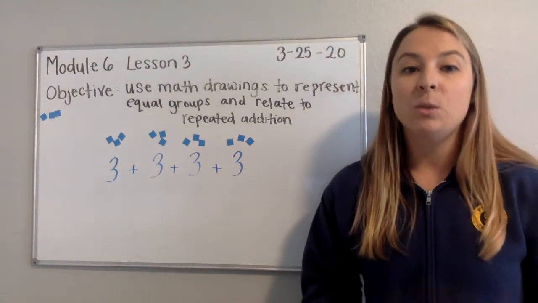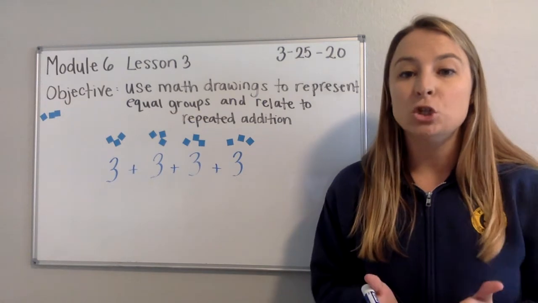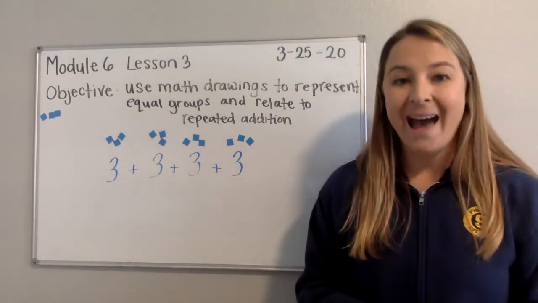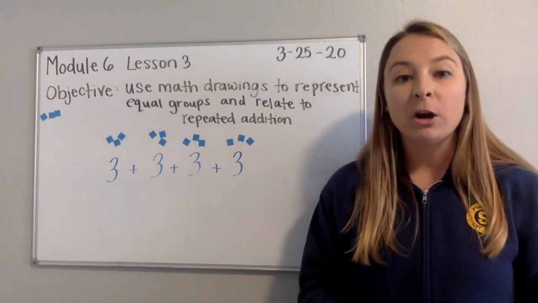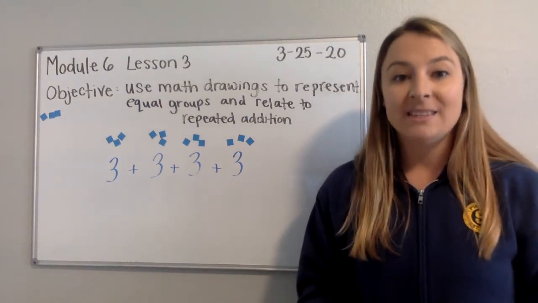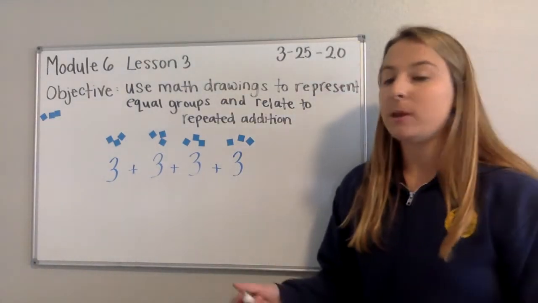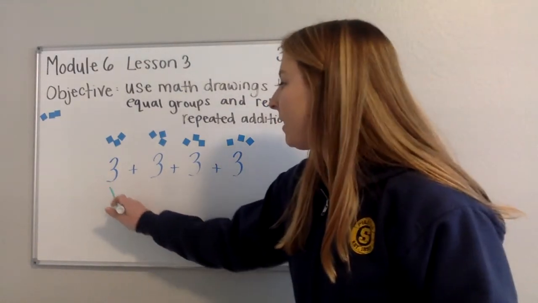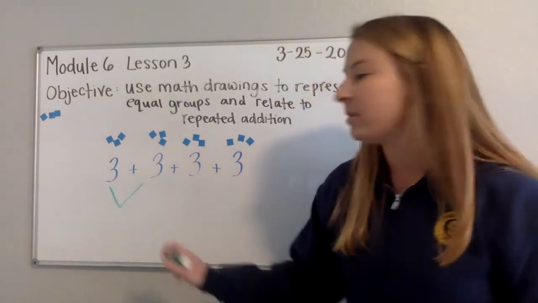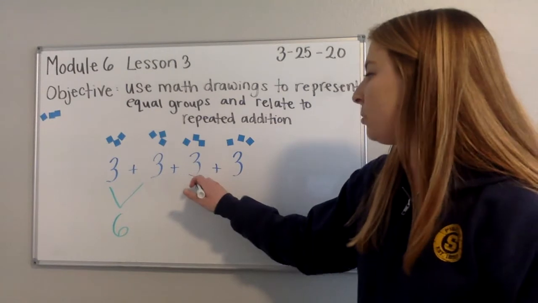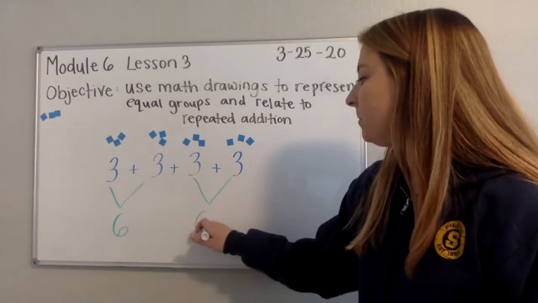Today we're going to take this one step further and we're going to actually join the addends together. The addends are the numbers that we are adding and we're going to make a quicker or more efficient math sentence to find the total. Right now I have 3 plus 3 plus 3 plus 3. I can join my first 3 plus 3 and I know that that makes 6. And I can do the same thing with my second 3 plus 3. I know that also makes 6.